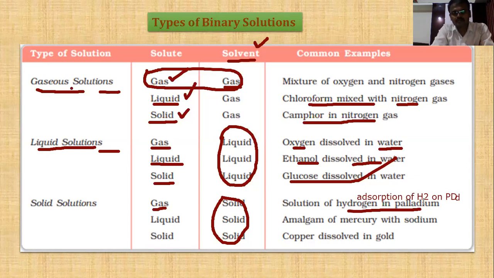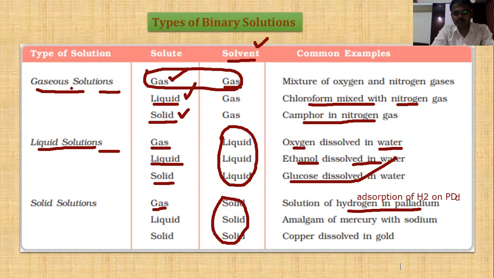There will be interstitial spaces. Hydrogen gas molecules get accumulated into those interstitial spaces. That means the interstitial spaces present in the crystal lattice of palladium are capable of holding a large volume of hydrogen gas. That is called adsorption of hydrogen gas, or occlusion of hydrogen. We will be studying about this in d block elements once again, and we will be studying adsorption in surface chemistry. And this is the example for a solid solution containing gas as the solute.